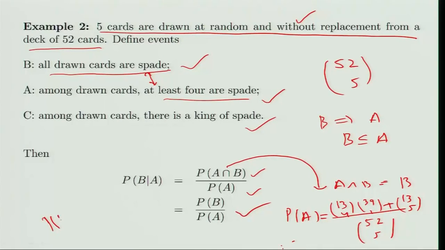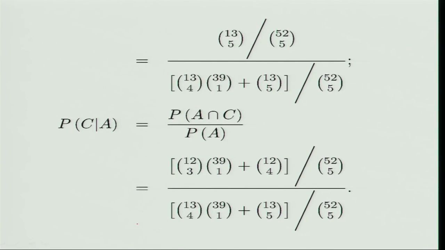Now similarly, probability of B turns out to be: total number of cases is 52 choose 5. B is all drawn cards are spade. So that means all the 5 cards are spade. So 5 cards can be chosen from 13 spade cards, which is 13 choose 5. So this is what it turns out to be. So probability of B given A turns out to be this divided by this. And that is what the next formula says.